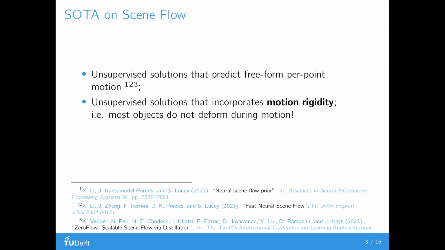State-of-the-art works are mostly unsupervised, and they predict free-form per-point motion fields. Unfortunately, they ignore the fact that most objects do not deform during motion, the so-called motion rigidity assumption. In this paper, we explicitly incorporate this important assumption into unsupervised flow estimation.